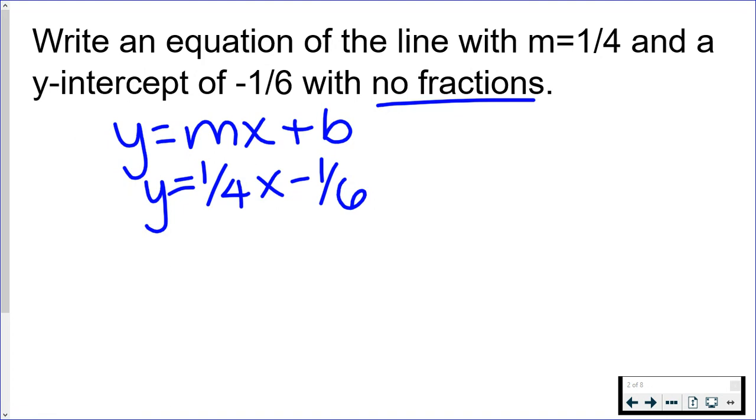So you look at your denominators in those fractions. I have a 4 and a 6. What you want to do is decide on a common denominator. Now, it doesn't have to be a least common denominator, just a common denominator. So you think of numbers that 4 and 6 both go into, and the one that I'm thinking of is 12. If you multiply the entire equation, both the left and the right-hand side, by 12, you're guaranteeing that you will have no more fractions.